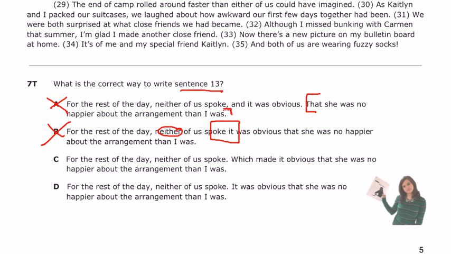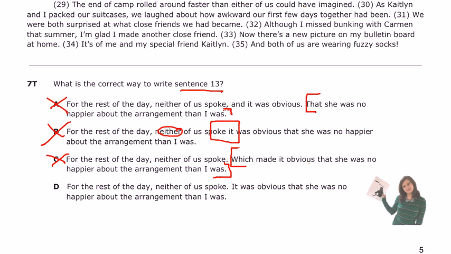C: for the rest of the day, neither of us spoke, period, which made it obvious that she was no happier about the arrangement than I was. Just like A, I have something going on here after the first period where if I just look at this last part, which made it obvious that she was no happier about the arrangement than I was, I know that can't sit as a sentence by itself. In fact, I can't start a sentence with the word which. That has to come after whatever's being described. So that one right there I'm going to eliminate.